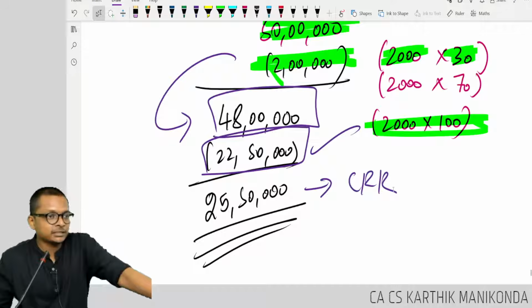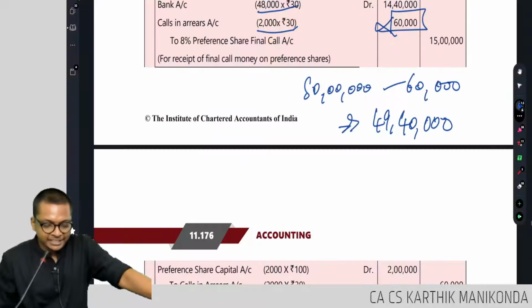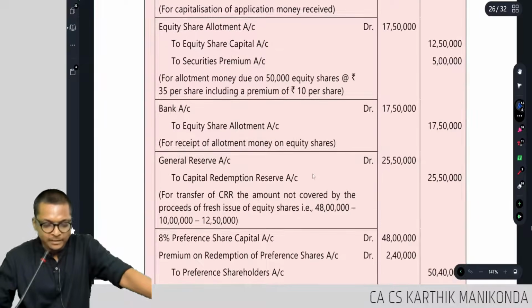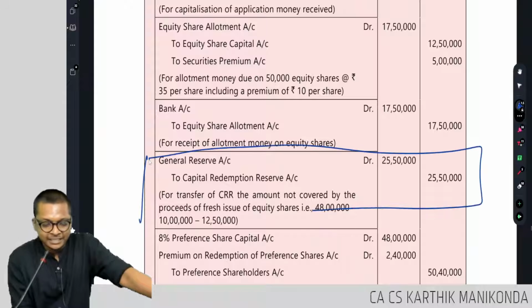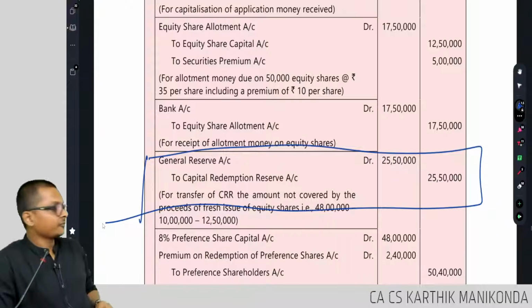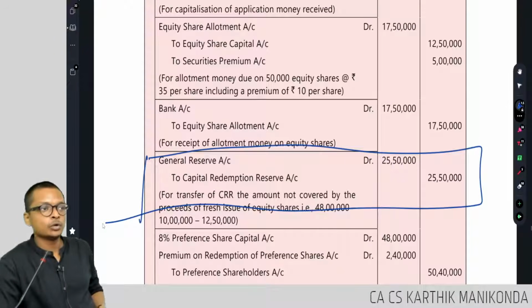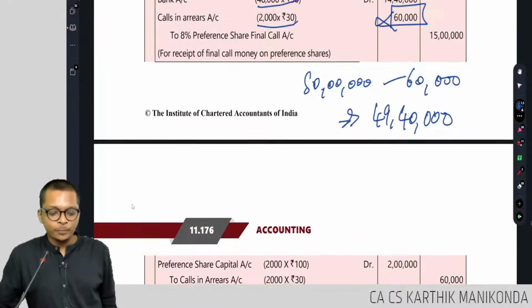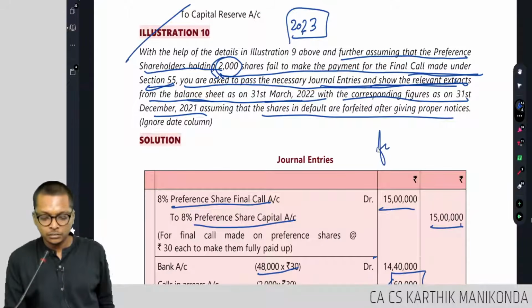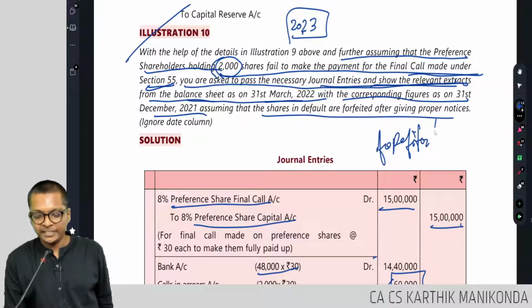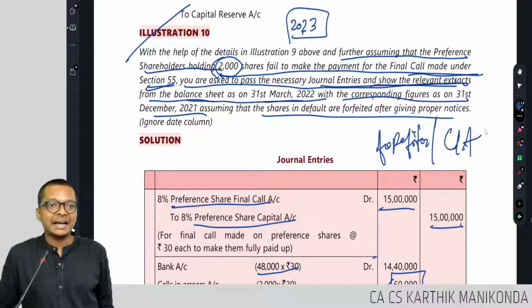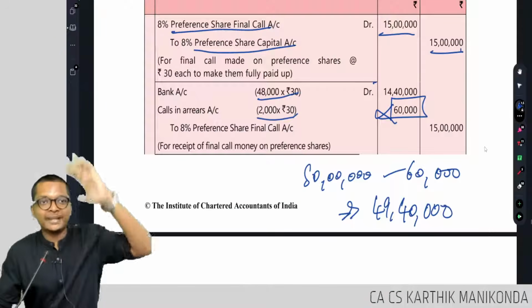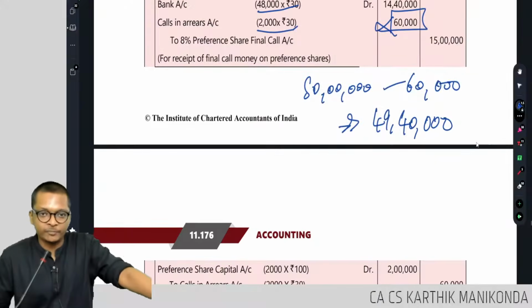Are you getting it, guys? Understanding? So let's go check if the CRR is correct. Yeah, look at this. Transfer to CRR is 25 lakh 50,000. Are you following, guys? Understanding? Hello? Everybody clear? What is additional in this sum? You have to pass entries for forfeiture and calls in arrears. That you know from the basics. So I am not dealing that in redemption of preference shares.